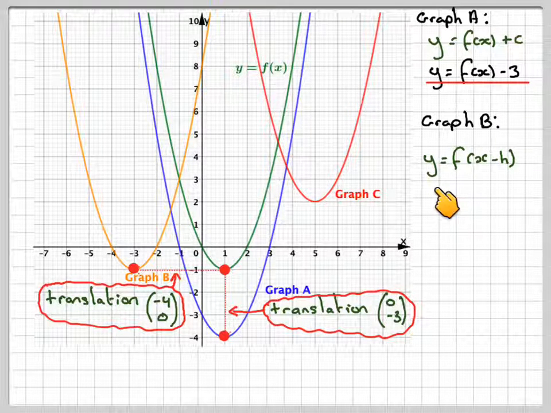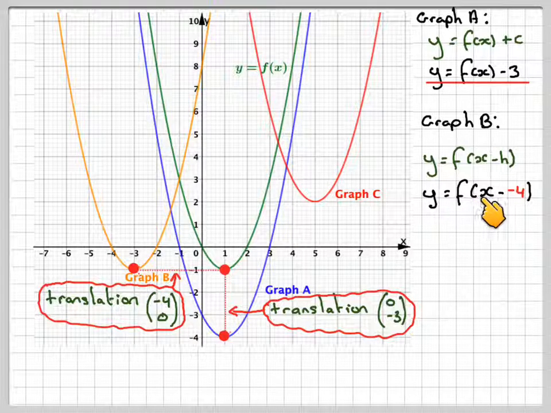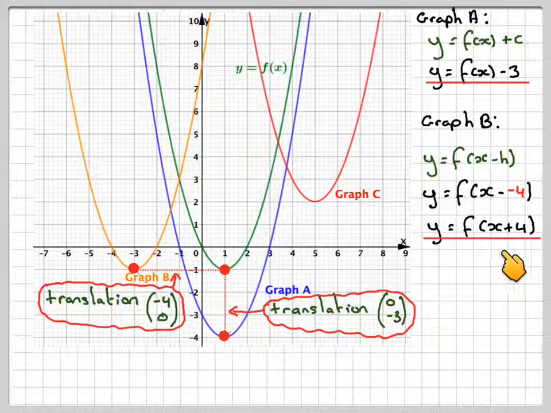horizontal translations are y is equal to f of x minus h. So because this is minus 4, this is y is equal to f of x minus (-4), which is y is equal to f of x plus 4. This one is slightly different. When this is plus, it's moved to the left, and when it's minus, it's moved to the right.